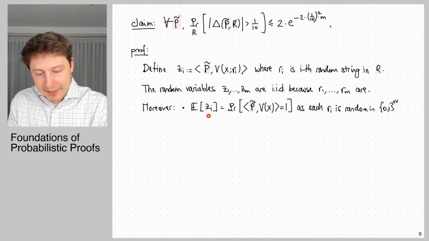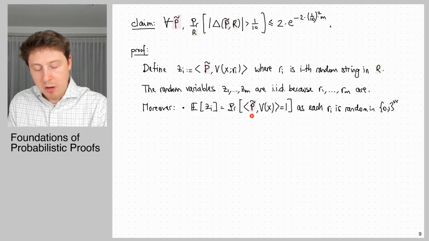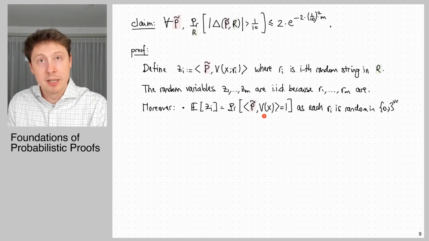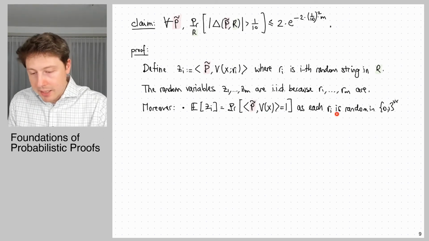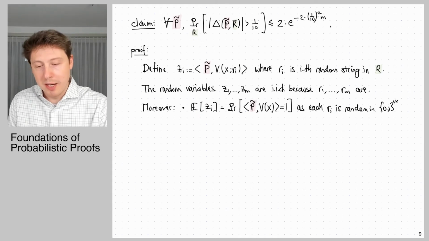Notice that the expectation of any one of these is just the probability that the prover convinces the original verifier. Because, again, each of these was random within the whole space, which is exactly what the verifier would have done, right?